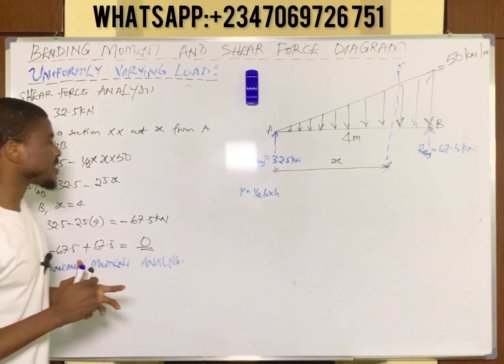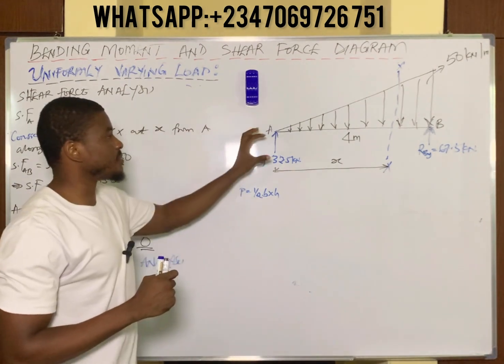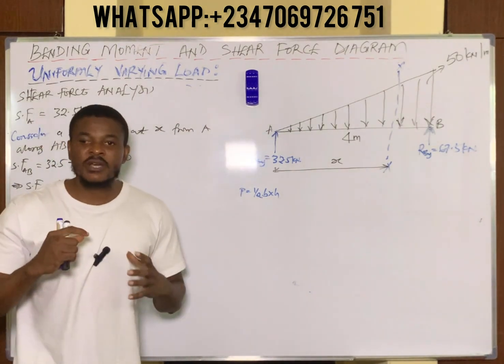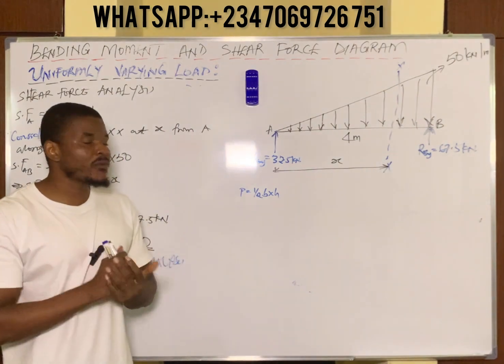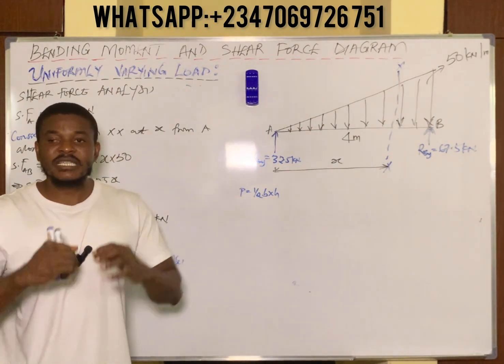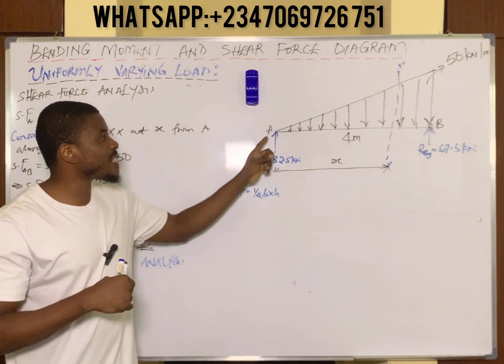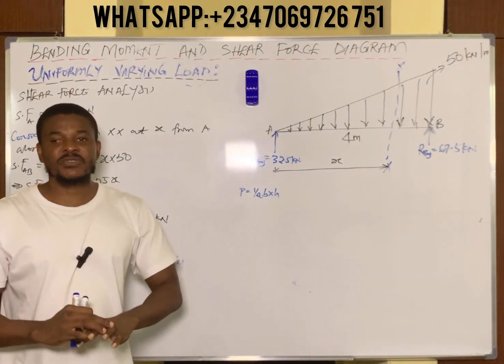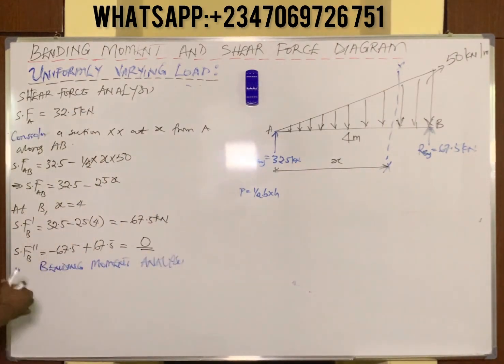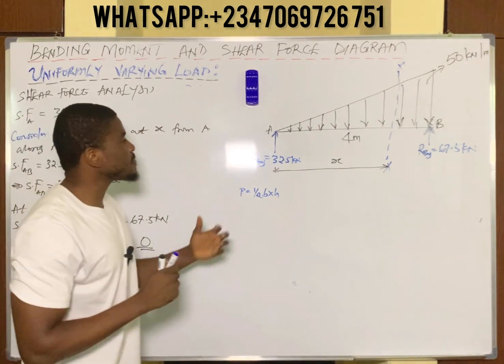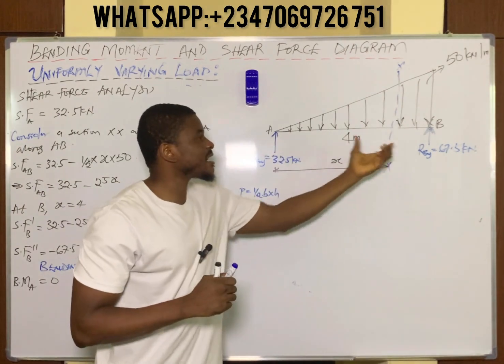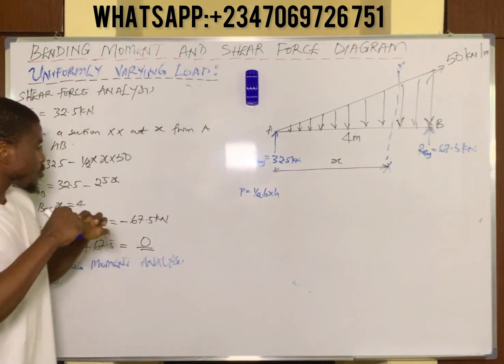Now, for the bending moment analysis, you start as well from the beginning. From the equilibrium law, the moment of a force about any point is always 0. So the moment of this force, 32.5, about point A is considered to be 0. So the moment at point A is simply 0. Bending moment at A equals 0.